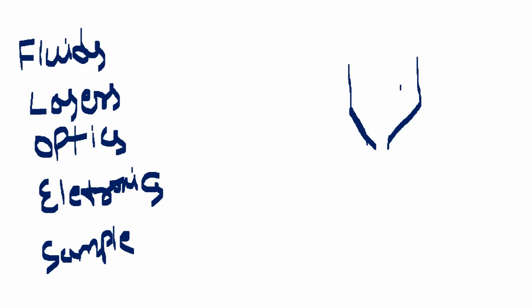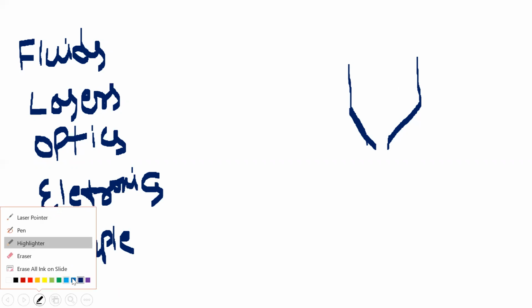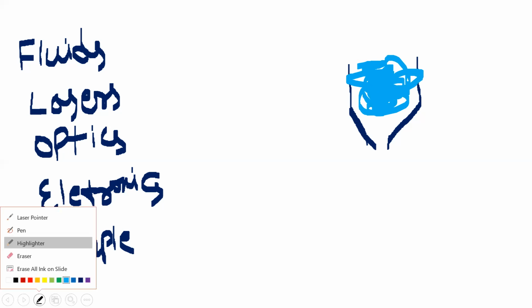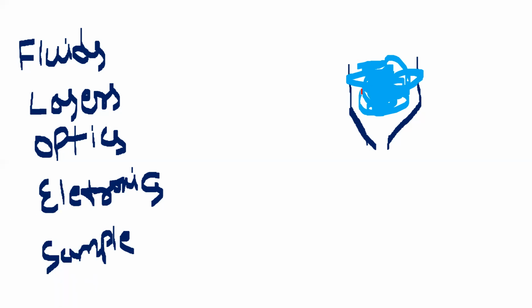So we have a tube, and this tube is filled with some fluid. Let me keep that fluid here. I'm just drawing some fluid. Assume this is the fluid. Fluid is very important in flow cytometer. Now in this fluid, the cells are suspended. So I'm drawing cells here. Randomly, cells are suspended in the fluid.